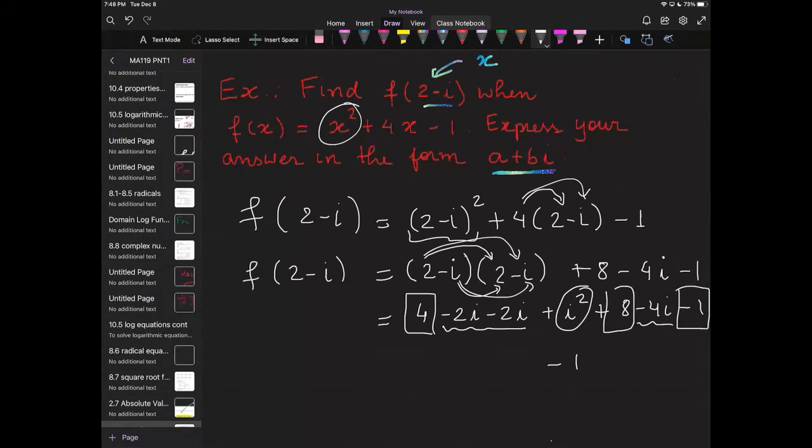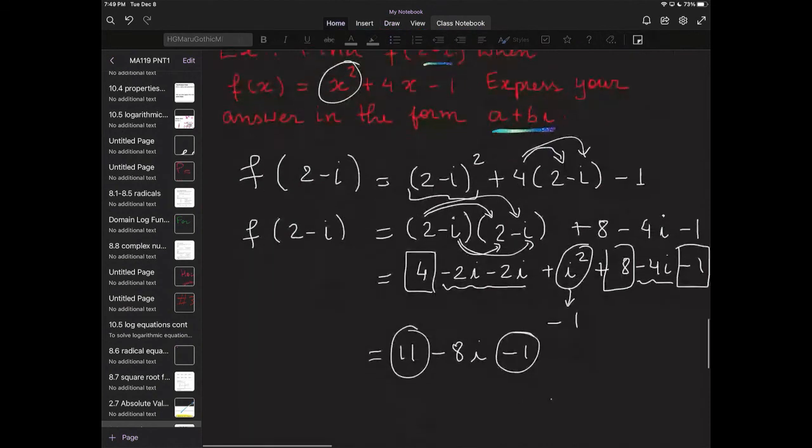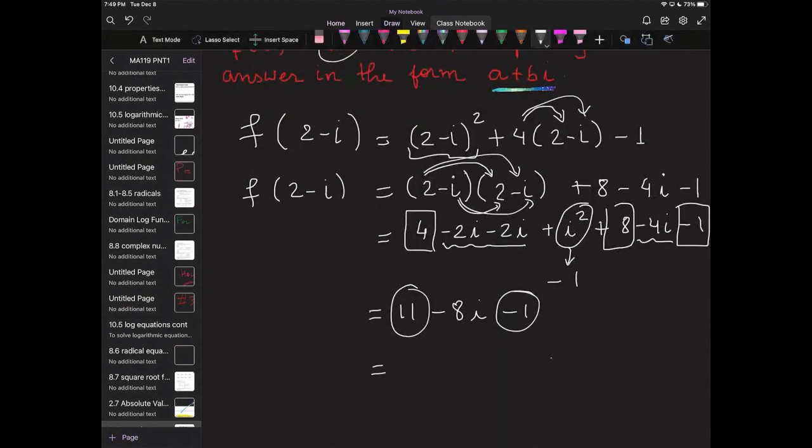You can combine the numbers. If I combine the numbers, I have 4 plus 8, 12, minus 1, 11. And then combine the like terms with i. So we have minus 2 with minus 2, negative 4, with another negative 4, minus 8, so minus 8i. And i squared is negative 1, so I still have that there. And one more time I combine like terms. So the answer is 10 minus 8i. So f of 2 minus i is 10 minus 8i.